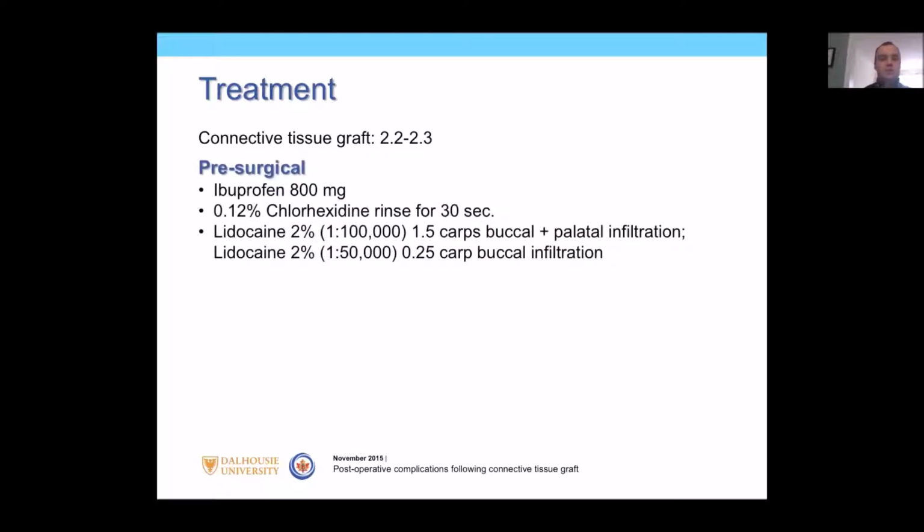So pre-surgically, ibuprofen, 800 milligrams PO, rinsed with 0.12% chlorhexidine for 30 seconds. Local anesthetic, lidocaine 2%, 1 in 100,000, one and a half carps on the buccal and palatal infiltration. And then lidocaine 2%, 1 in 50,000, just a quarter of a carp, buccal infiltration around the 2-2 and 2-3.